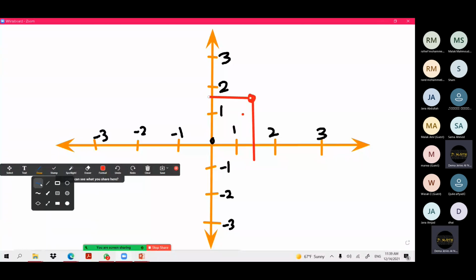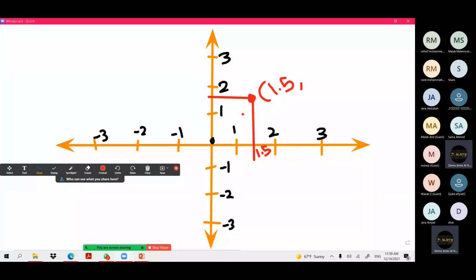Okay, now, where does this line cut the x-axis? Does it cut at point 1? No. At point 2? No. Between 1 and 2. Between them, exactly. Since it cuts between them at an equal distance, I will say this point is 1.5, because it comes between 1 and 2.